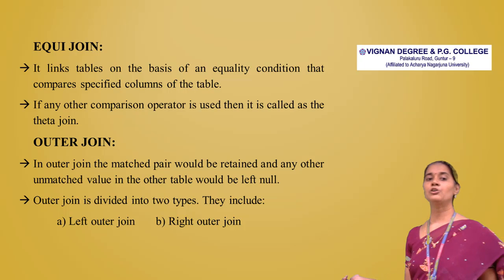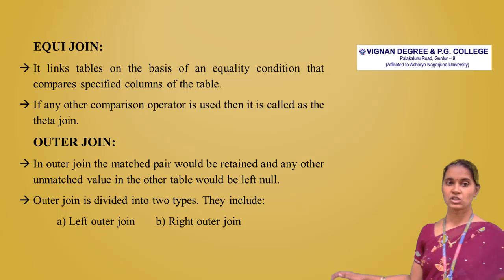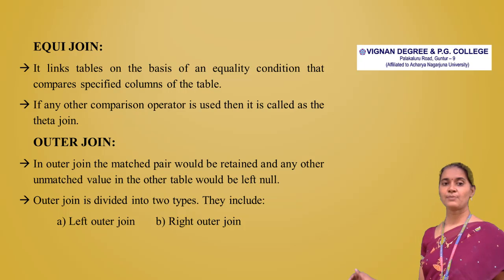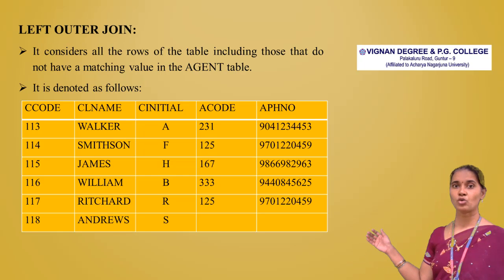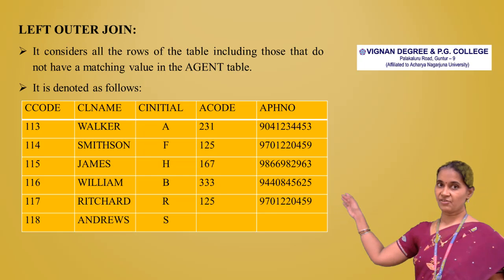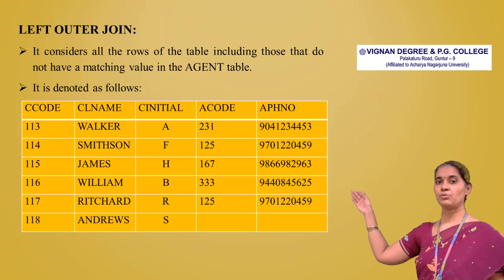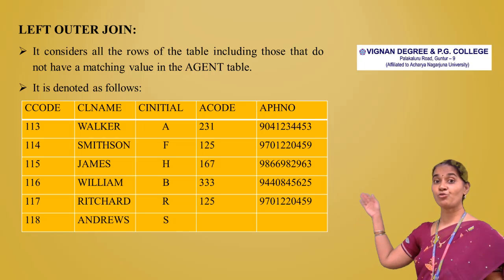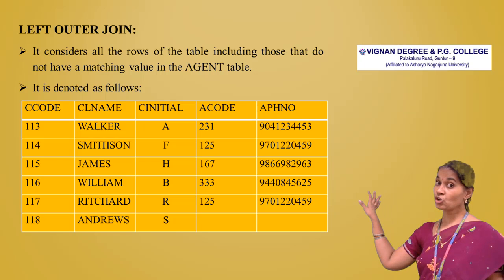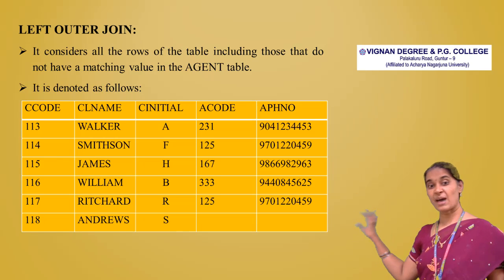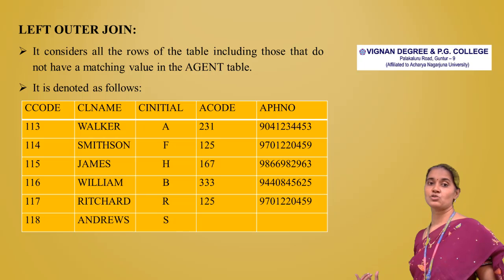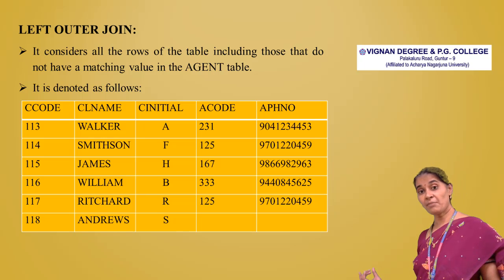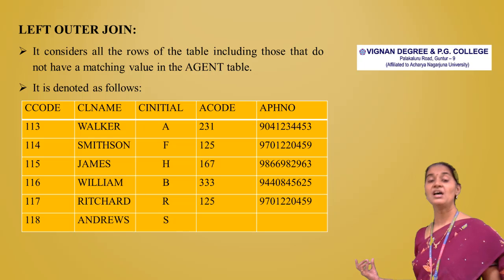Outer join can be divided into two categories, which include left outer join and right outer join. This is about the left outer join. It considers all the rows of the table, including those that do not have matching rows in the agent table. If matching rows are there, they are displayed. If matching rows are not there, those values are also displayed, taking the values as null. Like that, non-matching values are also obtained with the help of a left outer join.